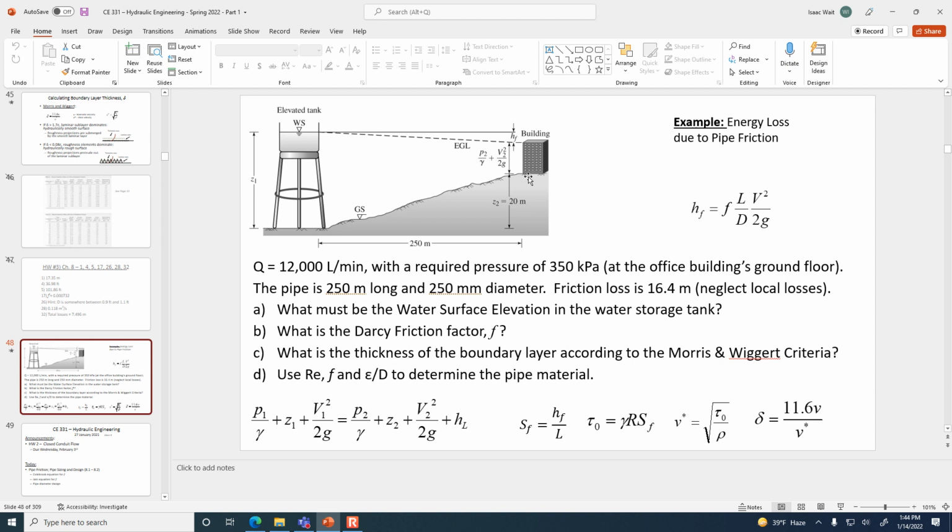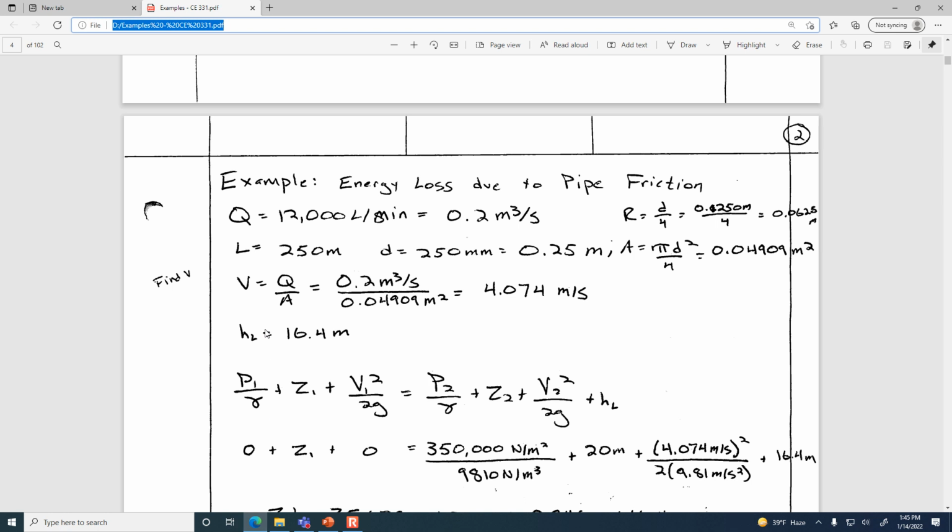And it's providing the velocity head that will remain in the water as it is at the building. So the water elevation is responsible for all of those factors. So we have to find out how high should the Z be to account for them. So you'll notice that I've converted the flow rate from liters per minute into cubic meters per second. Determined the hydraulic radius, converted diameter to meters, just some of these preliminaries that we always do in order to determine the velocity, 4.07 meters per second.